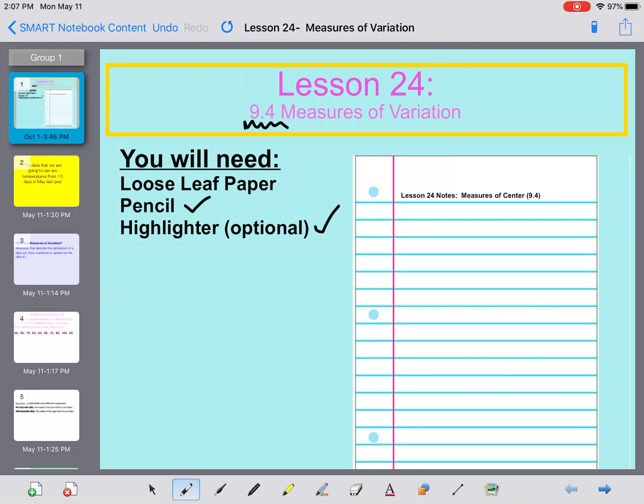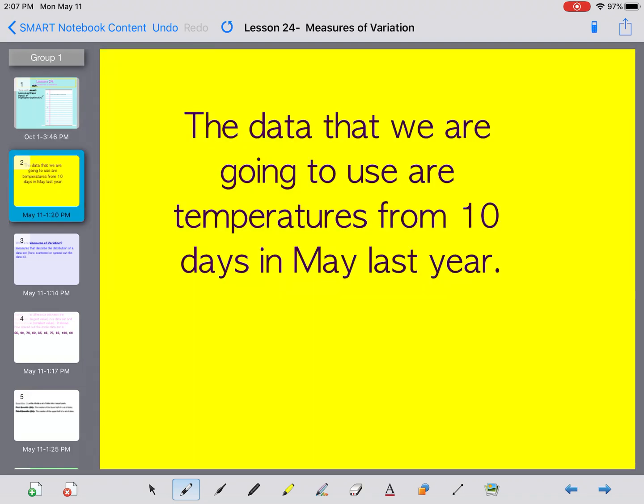Okay, so check it out. Today, you guys, we're going to be looking at some data. The data that we're going to be looking at is from temperatures of 10 random days in May last year. So I just went outside and I recorded the weather on 10 random days.